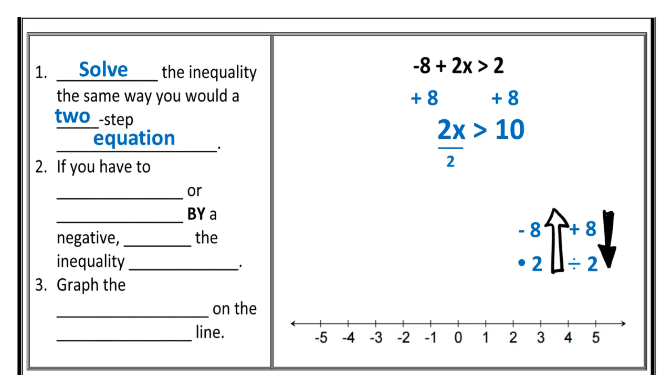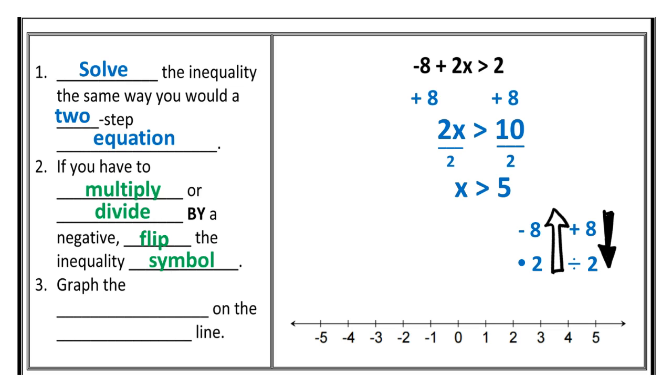I'm going to divide both sides by 2. 2x divided by 2 gives me just 1x. 10 divided by 2 is 5, and it's still x is greater than 5. The inequality does not change, it just drops straight down. If you have to multiply or divide by a negative, that's when you need to flip the inequality symbol. So we divided here by positive 2. Had we been dividing by negative 2, for example, it would no longer be x is greater than 5, it would be x is greater than negative 5. So only if you multiply or divide by a negative value.